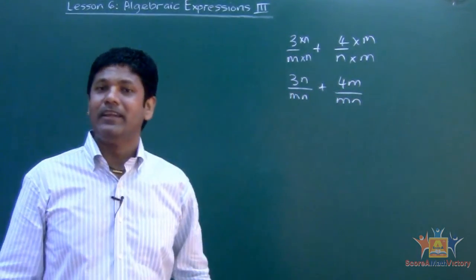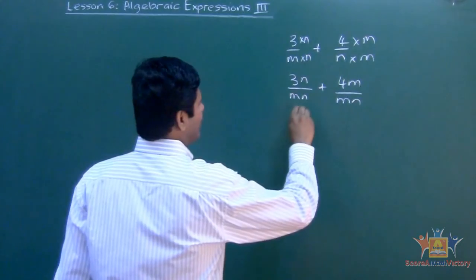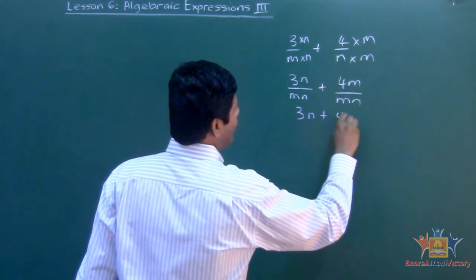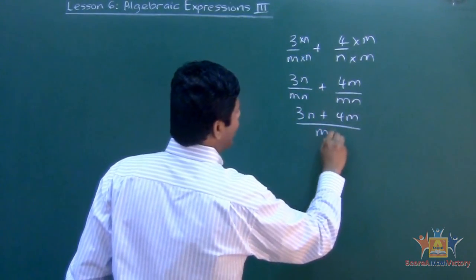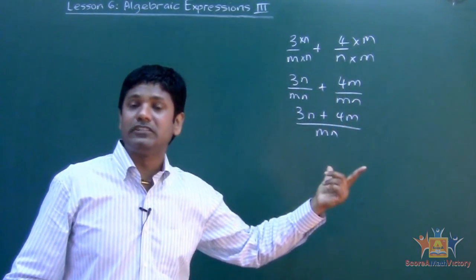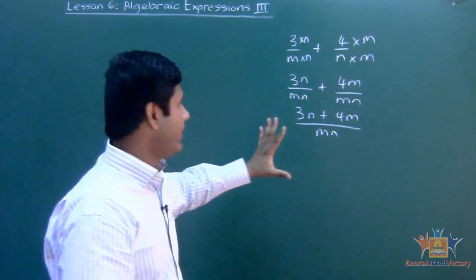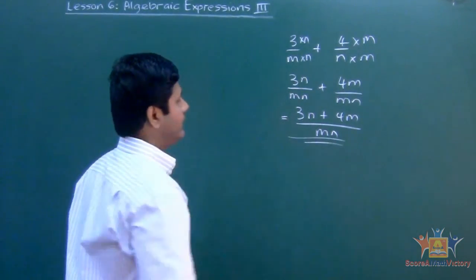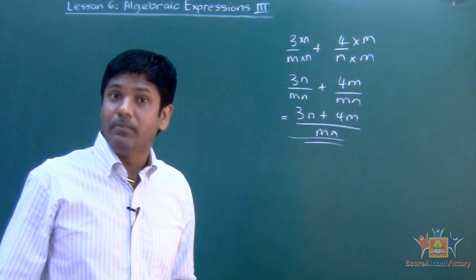Can I add them now? Yes, you can. So now it becomes 3n plus 4m over mn. It's like 3 apples plus 4 oranges. We cannot add them. So we just leave it like that. Alright, your answer is this. That's your final answer right there. Alright? Pretty easy, isn't it?